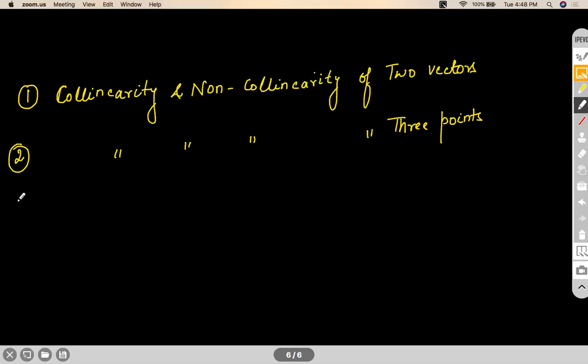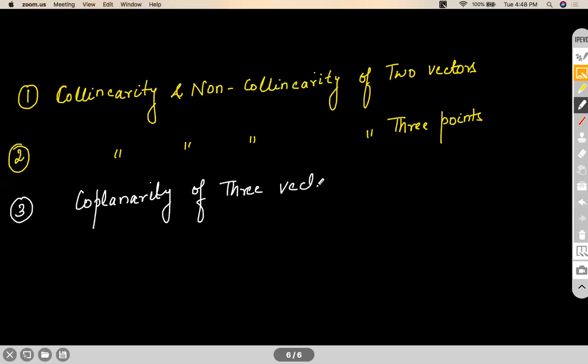Third thing that I'm going to talk about is coplanarity of 3 vectors, which I've already done, but I'll do it again. I'll give you the required resources for that. Now, why don't we talk about coplanarity of 2 vectors? They are always coplanar. Remember, dear students, I'll write it down. We don't talk about coplanarity of 2 vectors because 2 vectors are always coplanar.